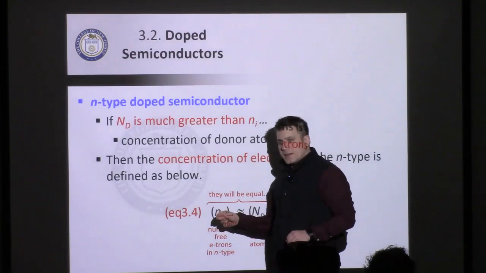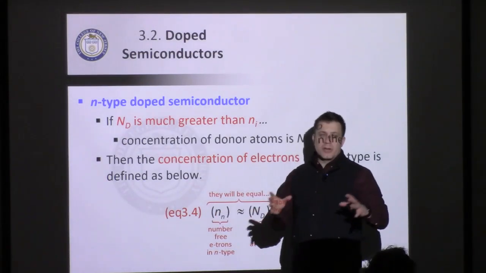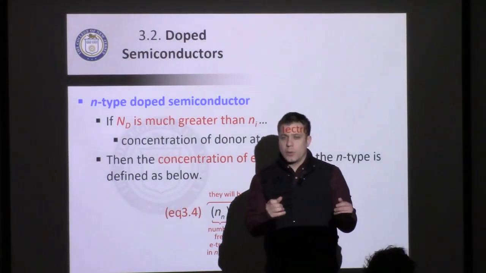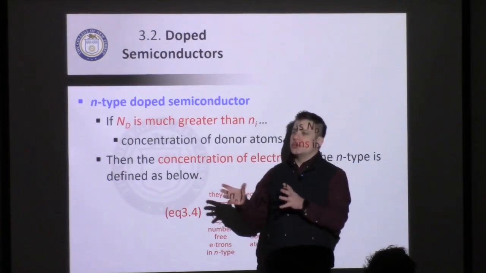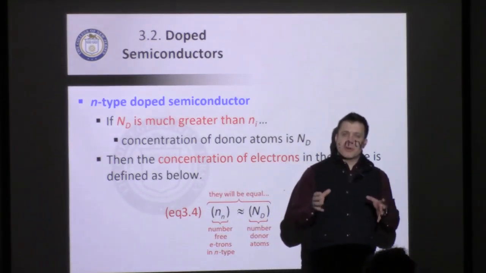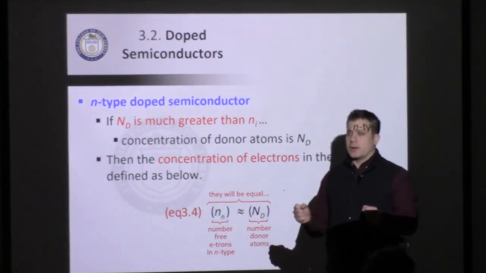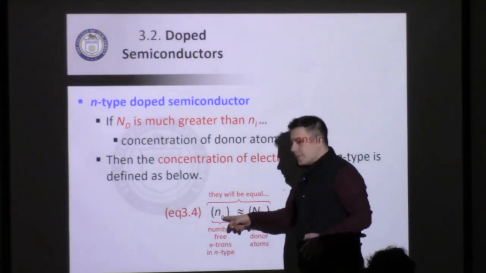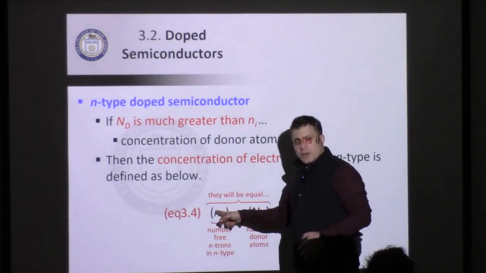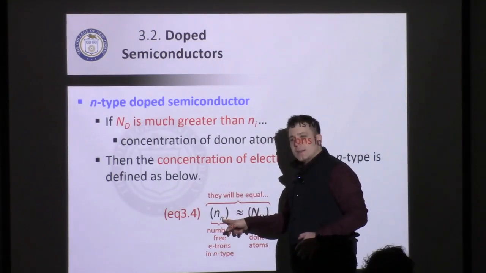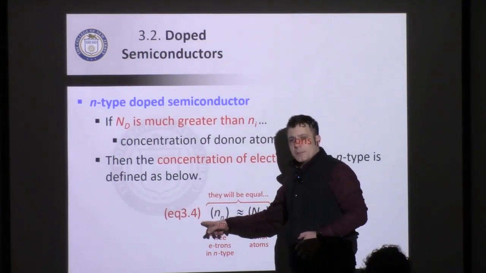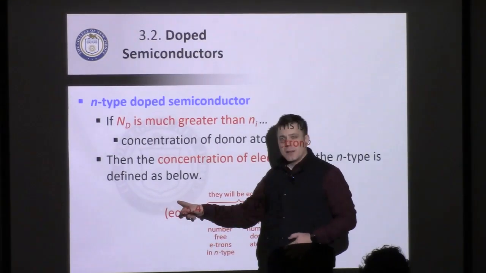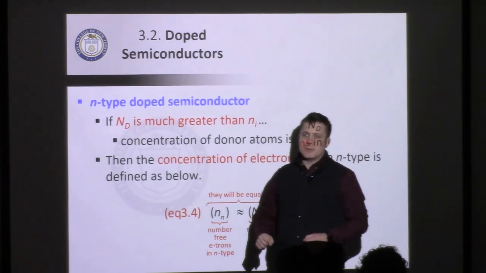So in a p-type doped semiconductor, the majority charge carrier is an available hole. In an n-type doped semiconductor, the majority charge carrier is a free electron. So N sub N, concentration of free electrons in an n-type doped semiconductor. P sub P, concentration of available holes in a p-type doped semiconductor.